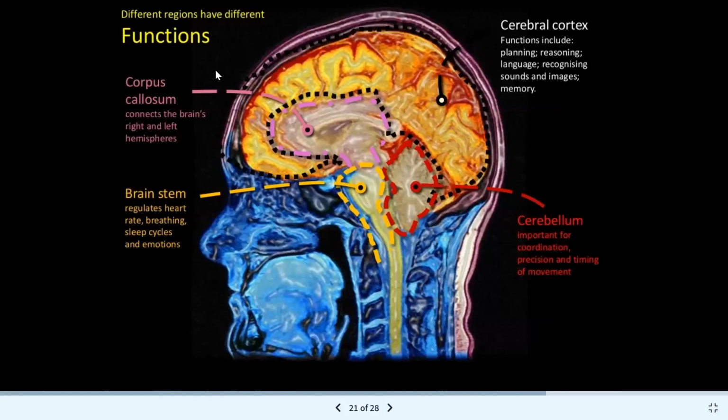These different regions have different functions. The corpus callosum connects the right and left hemispheres of the brain. The brain stem regulates heart rate, breathing, sleep cycles, and emotions.